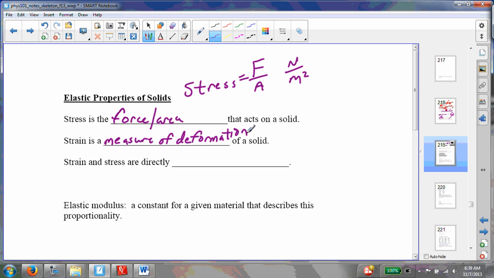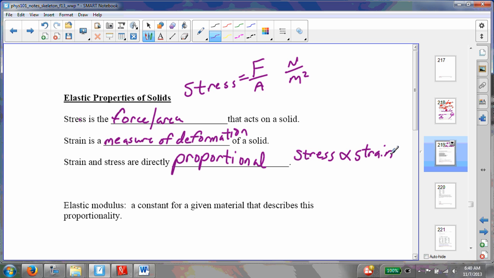There are several different measures of strain. We'll just look at the one-dimensional measure for strain. And then these two are directly related. They're directly proportional. That is, if you give it more stress, then it's going to increase the strain by the same amount. So if I increase the stress, the force per unit area, by a factor of 2, that will increase the strain by a factor of 2 as well.